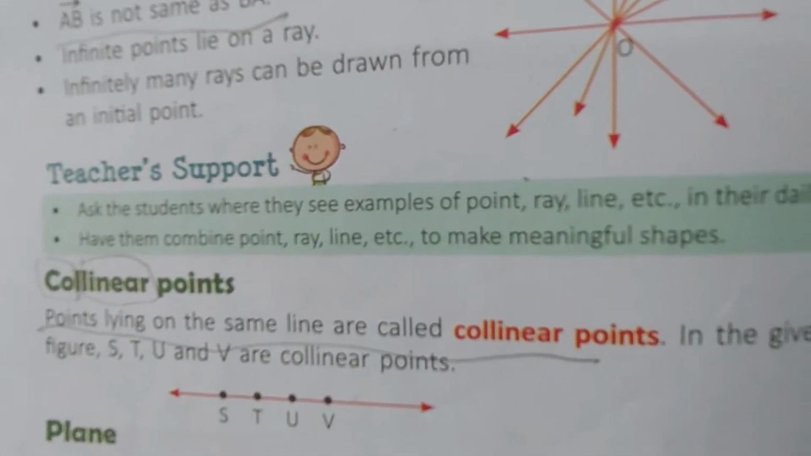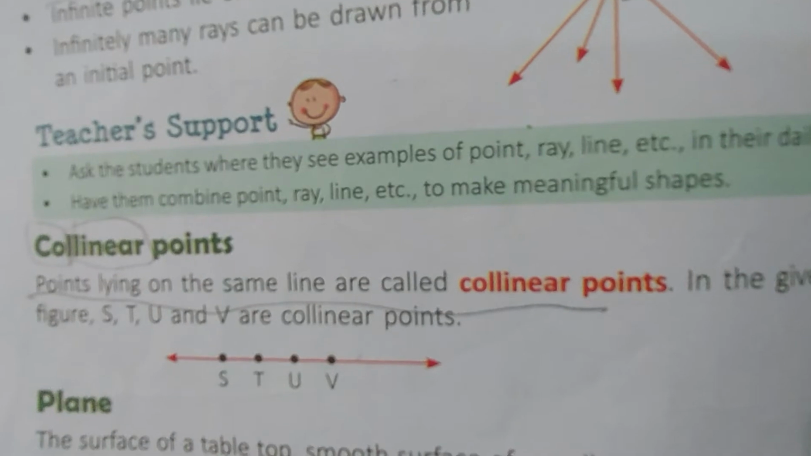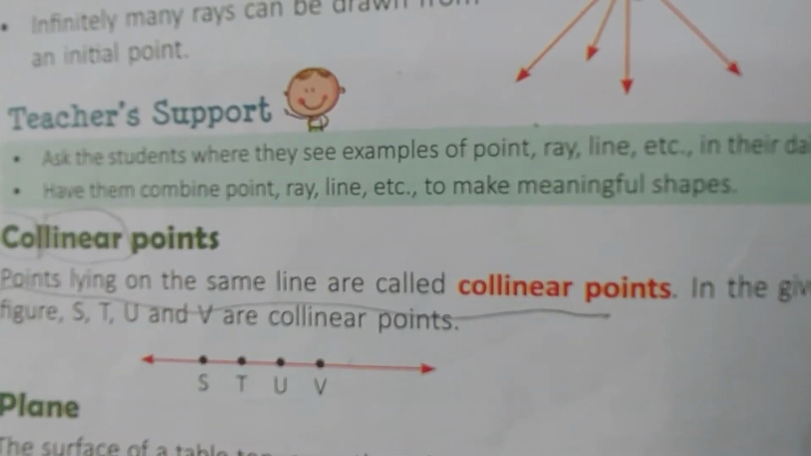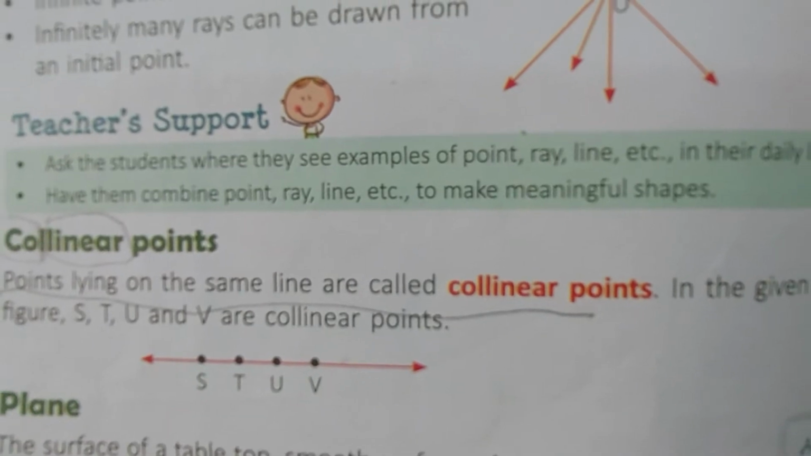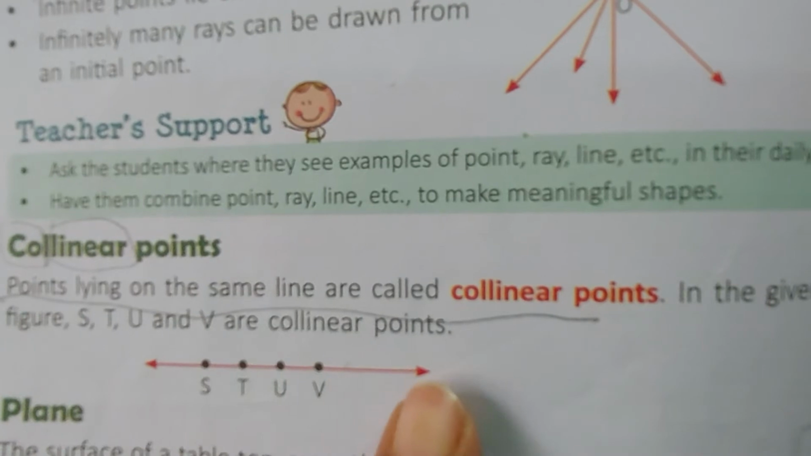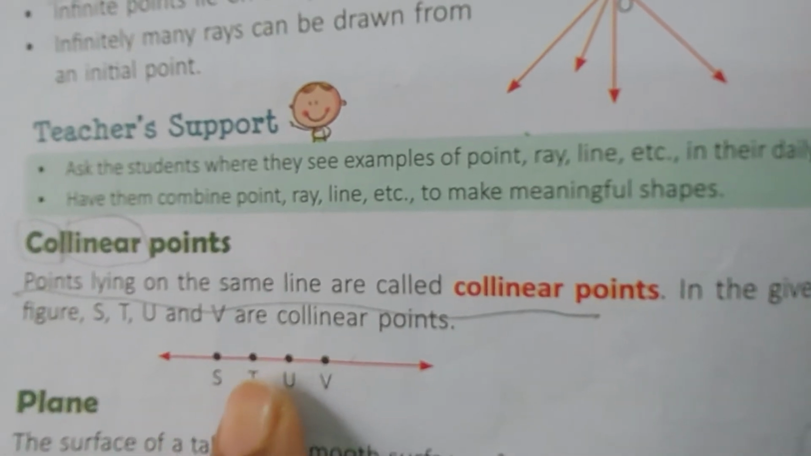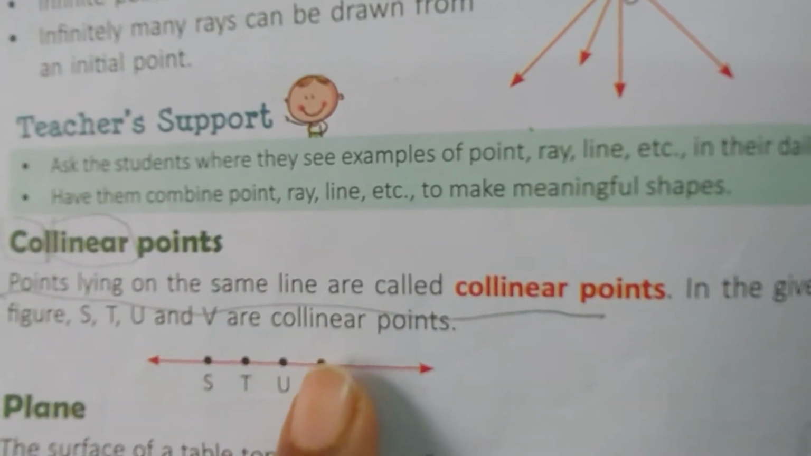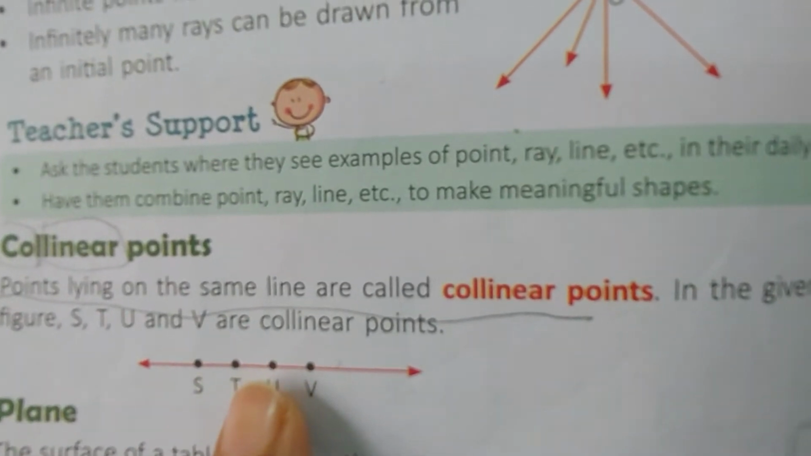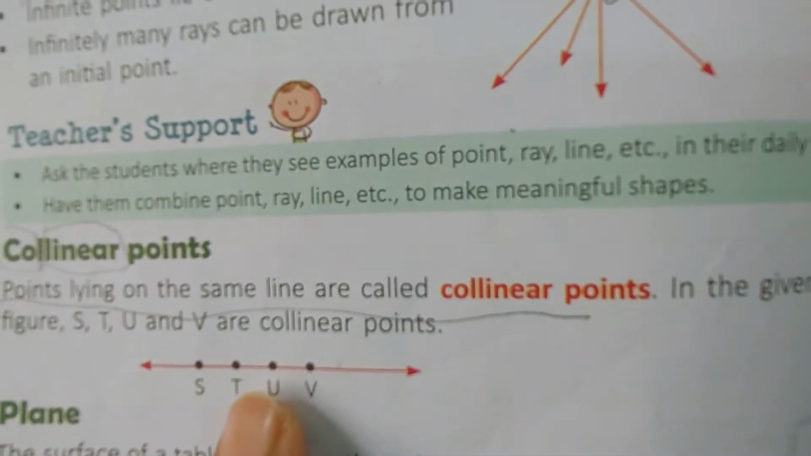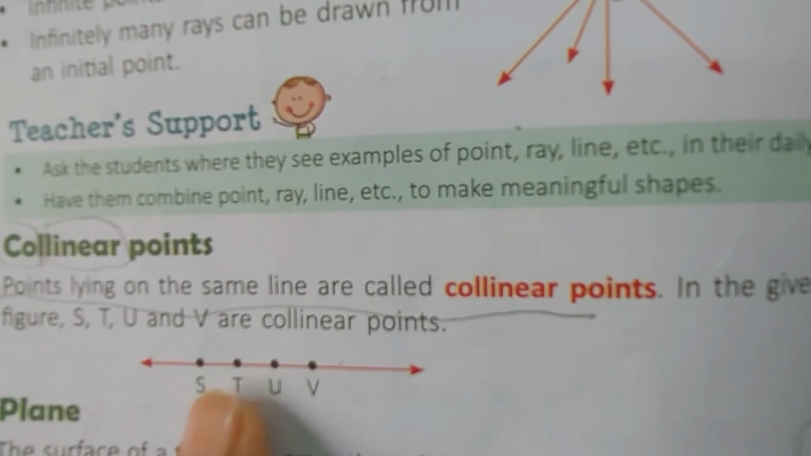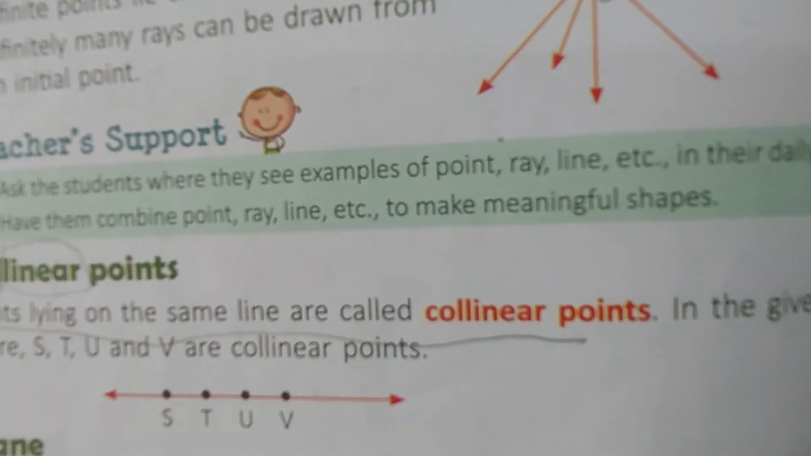Next we have collinear points. The points which lie on the same line are called collinear points. In the figure shown, in this line S, T, U, V, there are 4 points which are on the same line. So we call them collinear points. They all lie on the same line.